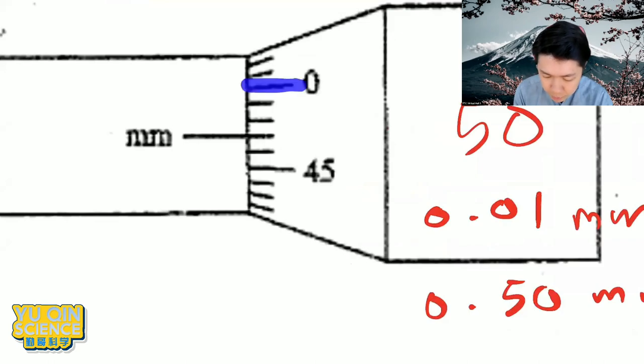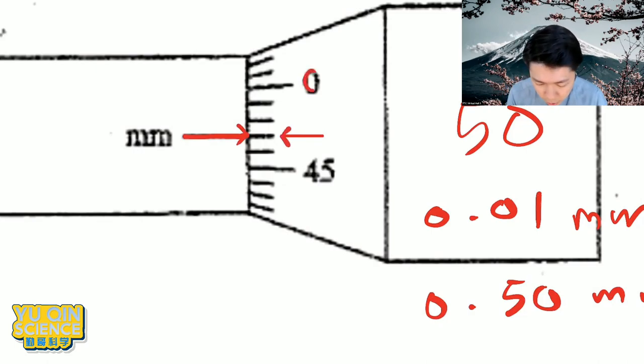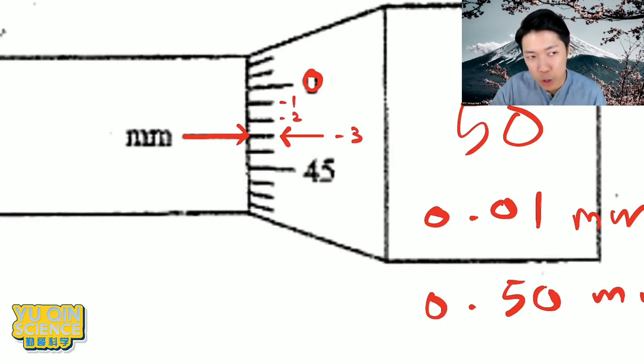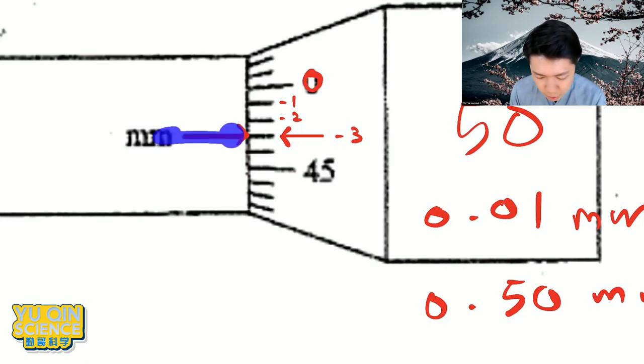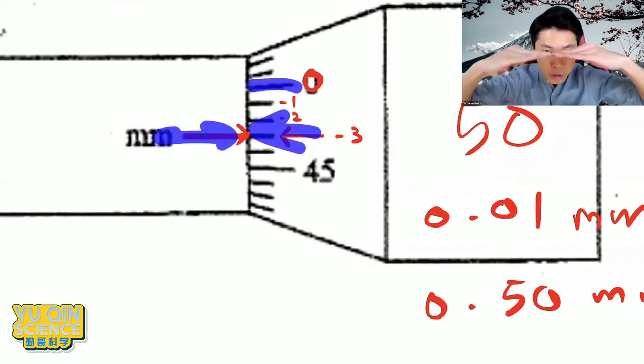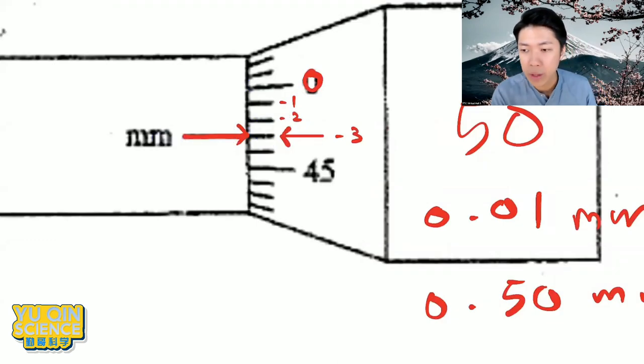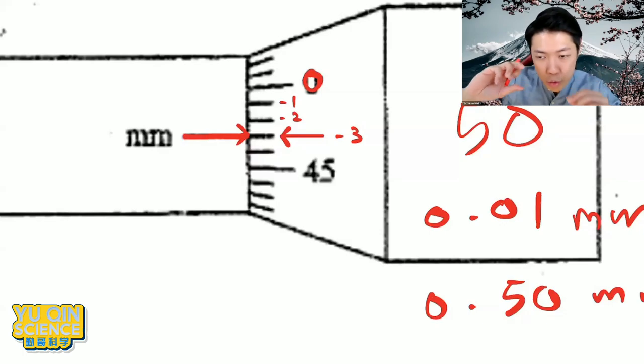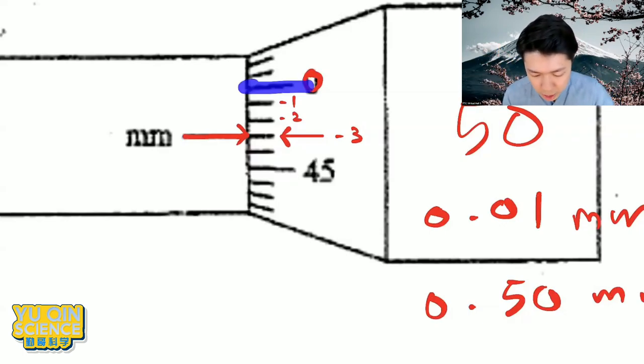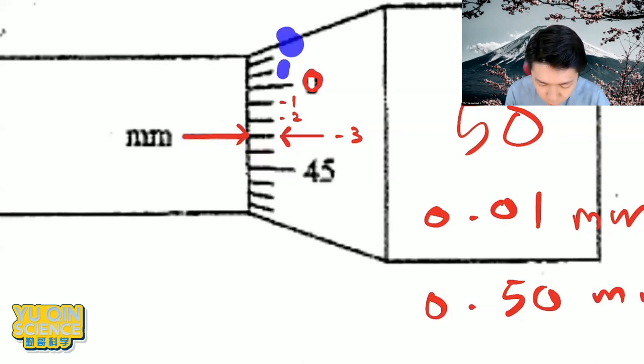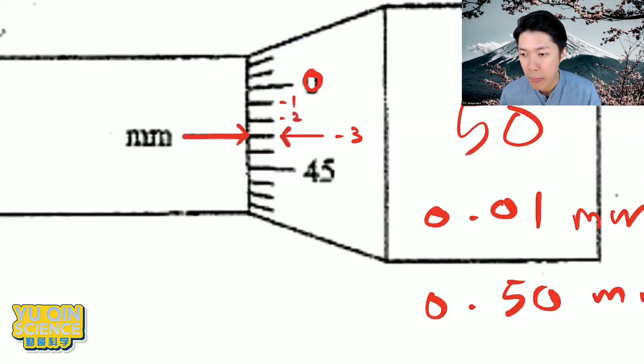Okay, 0 is here, right? But the pointer is pointing at this one. So this is 0, negative 1, negative 2, this is negative 3. By right, if it's a perfect or a good micrometer screw gauge, the pointer must be pointing at 0. Is that clear? But now the screw has loosened a bit, so it goes up to here as your 0. So now I'm pointing at negative 1, 2, and 3. Above is 1, 2, positive. So below here is negative. Okay?